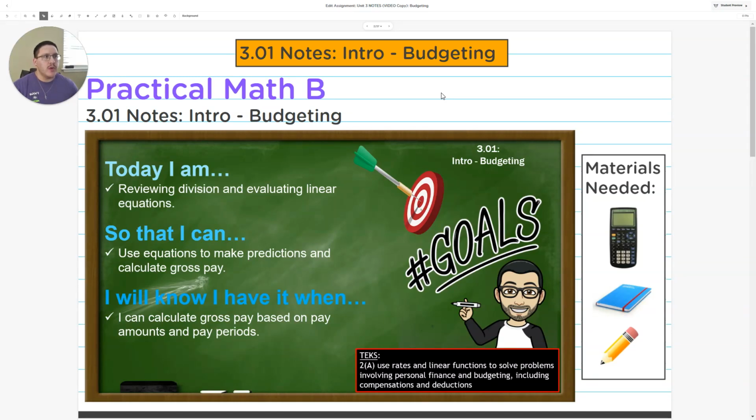This is section 3.01 of the Unit 3 Notes, Intro to Budgeting. Today you are the student, reviewing division and evaluating linear equations so that you can use equations to make predictions and calculate gross pay. You will know you have it when you can calculate gross pay based on pay amounts and pay periods.